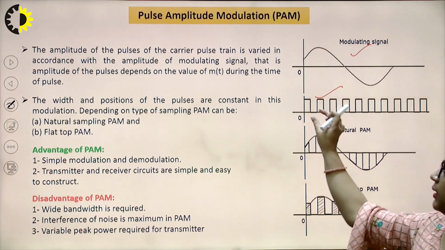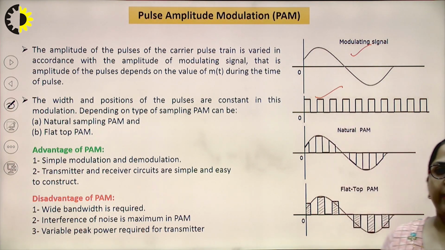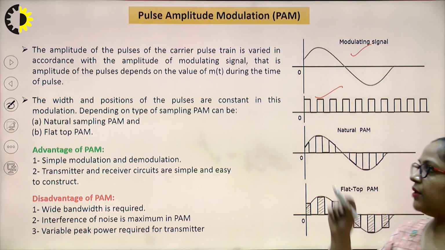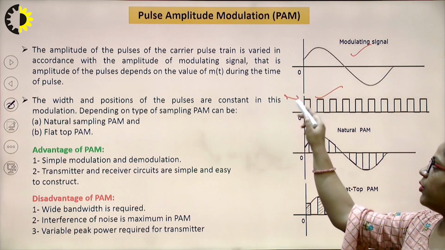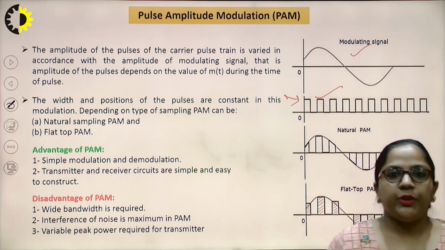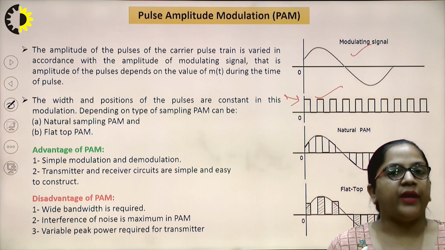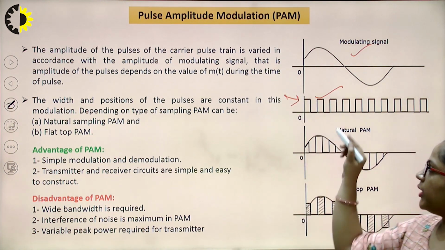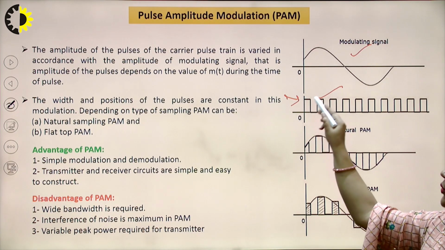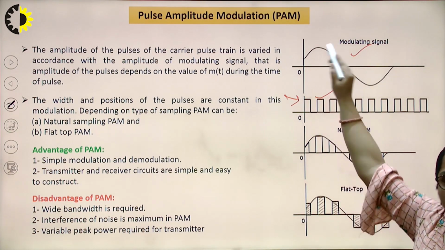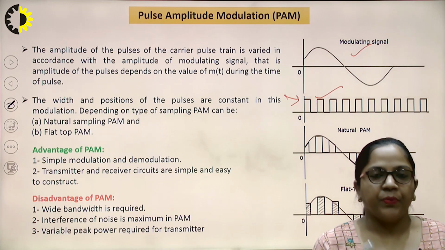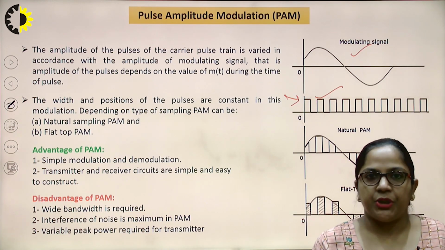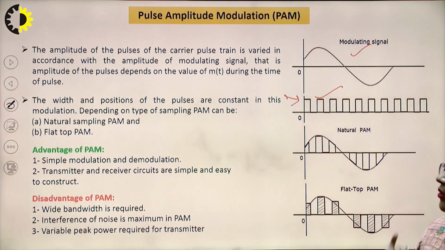The width and the position of these pulses will remain constant. What parameter can we vary? In case of pulse modulation, we can vary the amplitude, the position, or the width of the pulse signal. So in pulse amplitude modulation, we vary the amplitude of the carrier pulses according to the modulating signal, and the rest of the parameters, that is the position and the width of the pulse, will remain constant.